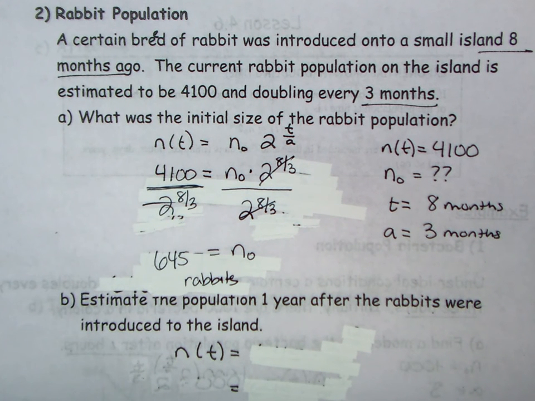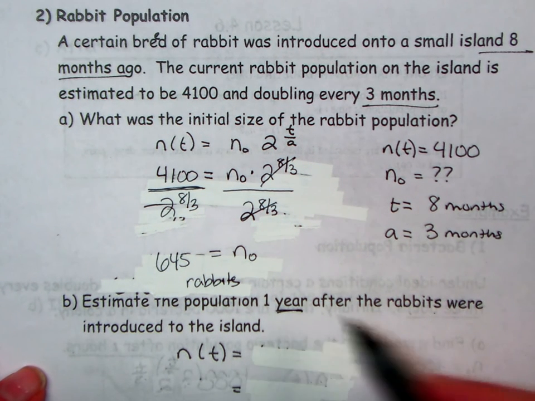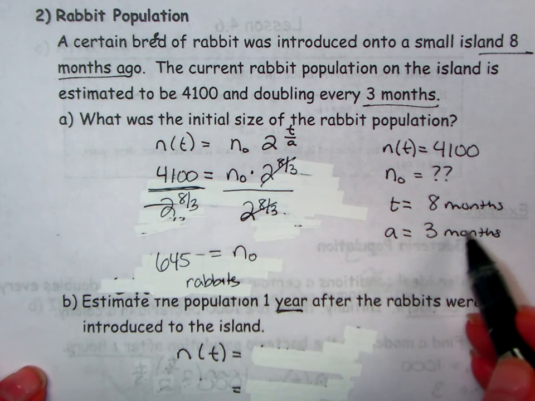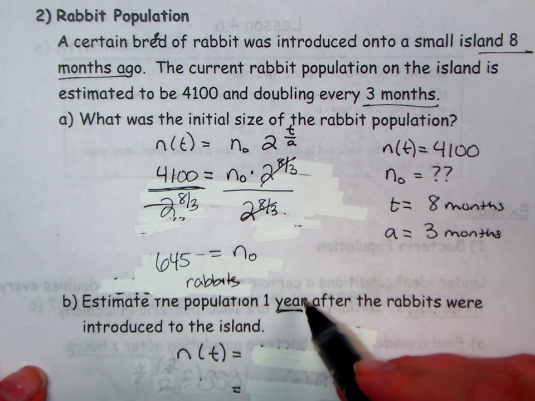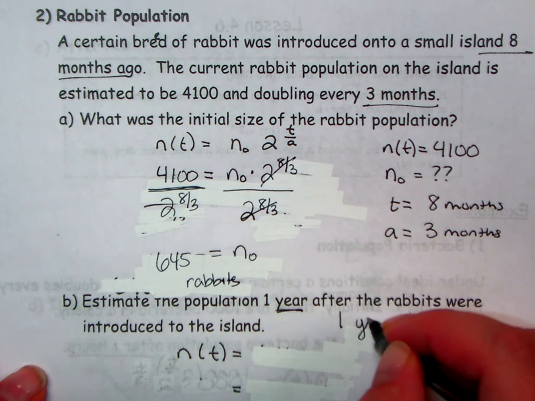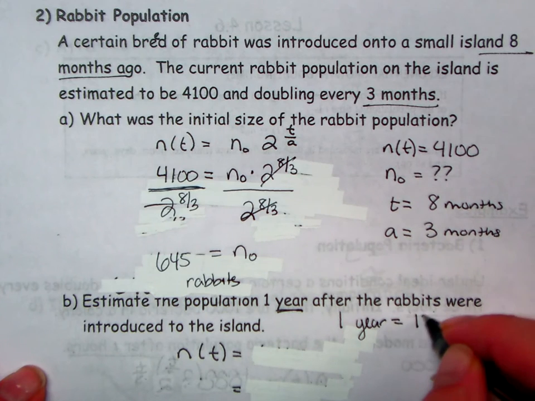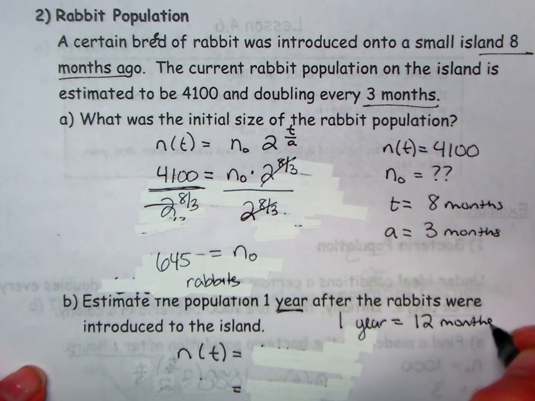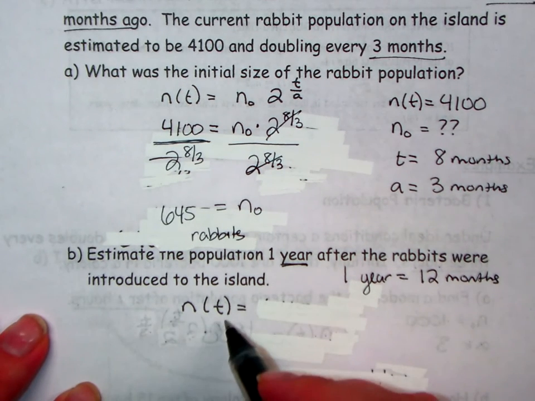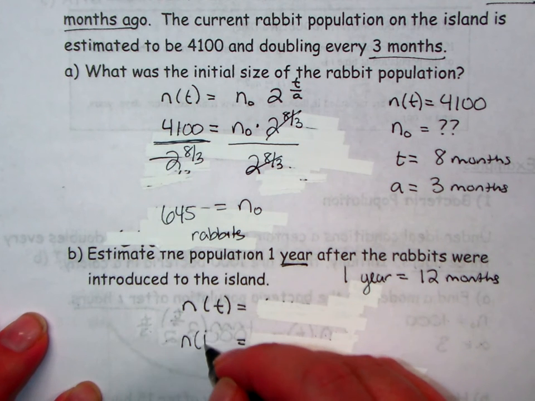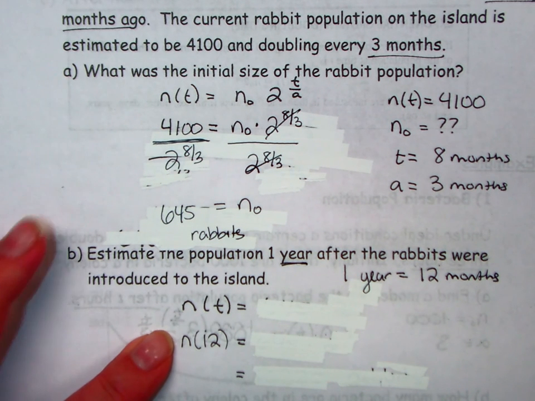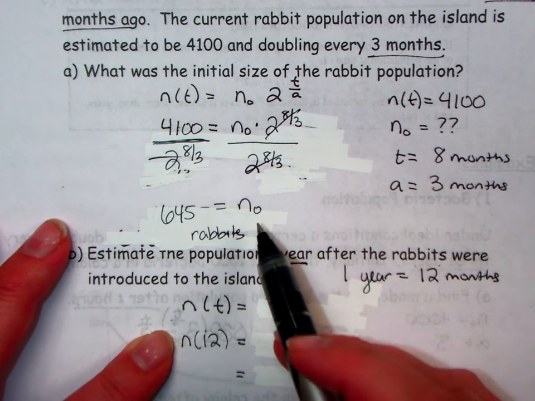So B asks, estimate the population 1 year after the rabbits were introduced on the island. So here's where we have, it's asking for years, and our doubling time is in months. So when we plug this number in there, we want to make sure we convert it to months. So 1 year is equivalent to 12 months, right? So we want to find not n of t, but rather n of 12, okay? So I'm going to take my equation, and I'm going to plug 12 in. Now, what is the equation?